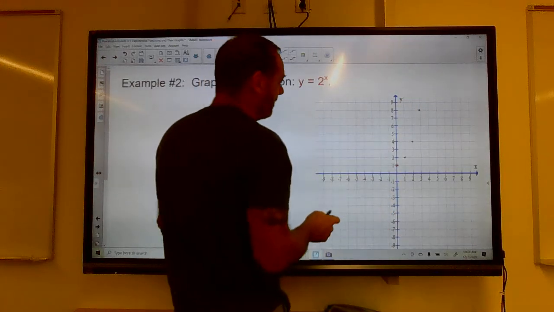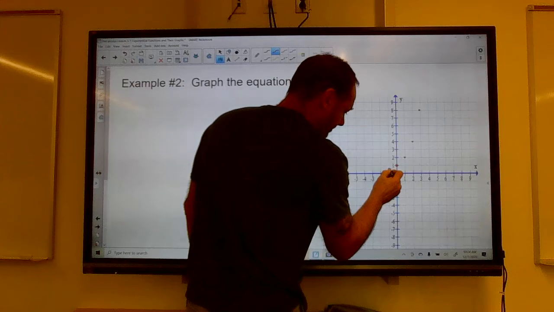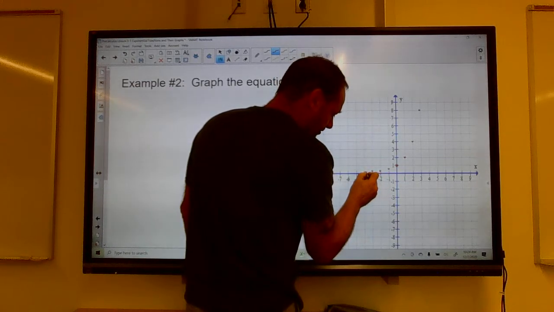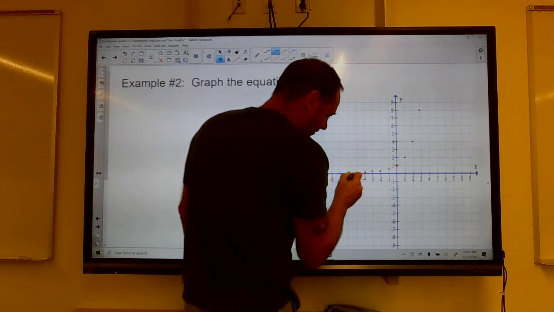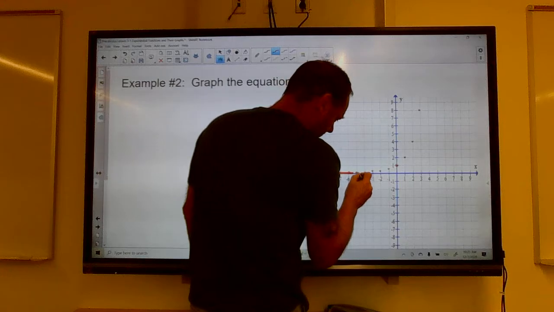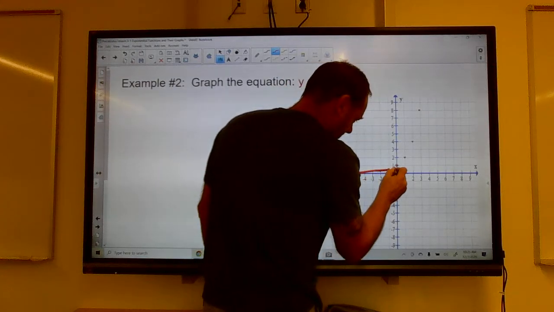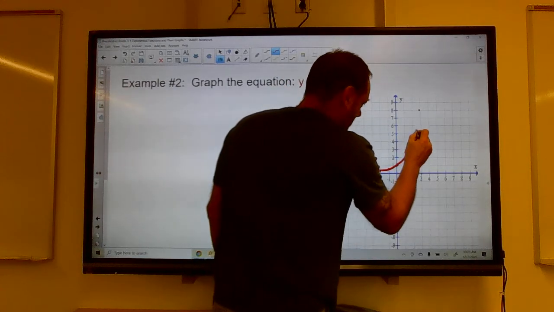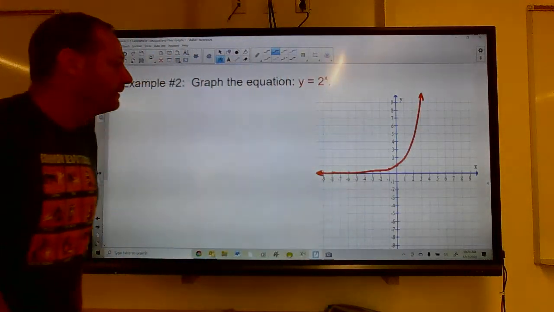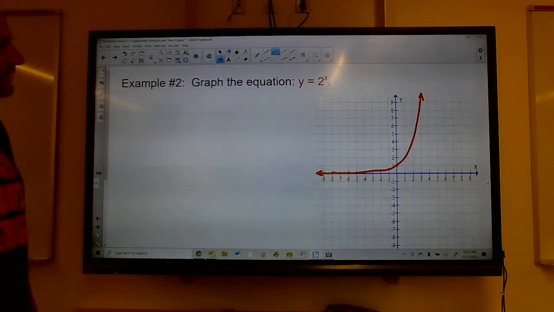Now, 2 to the negative 1 power, that's 1/2. 2 to the negative 2 would be 1/4. This thing is going to approach 0, but it's never going to get there. So this graph is going to look like this. This is called exponential growth right here. Okay, 2 to the x power.